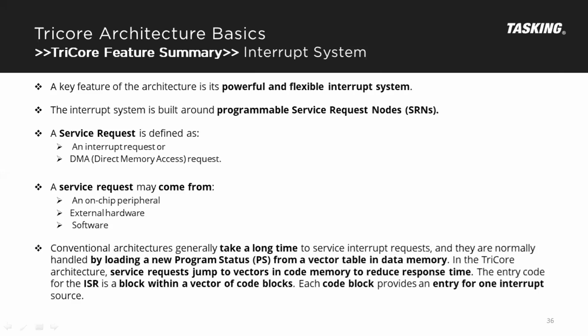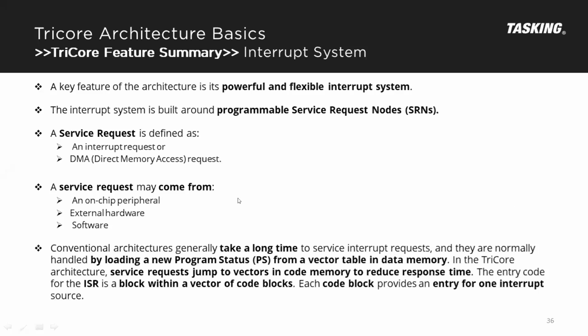And for the service request, it is defined as one of two things: an interrupt request or a DMA request. DMA stands for direct memory access. One of these two represents the service request, and the service request may come from an on-chip peripheral, external hardware, or software. For example, from an on-chip peripheral, you could receive an interrupt from a watchdog timer, or if you have an external watchdog timer, you could receive an interrupt from this external watchdog timer, or you could even generate a service request from your software.